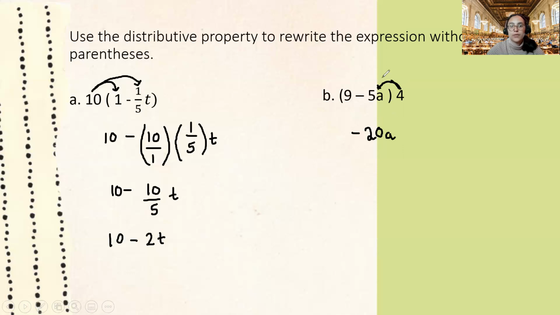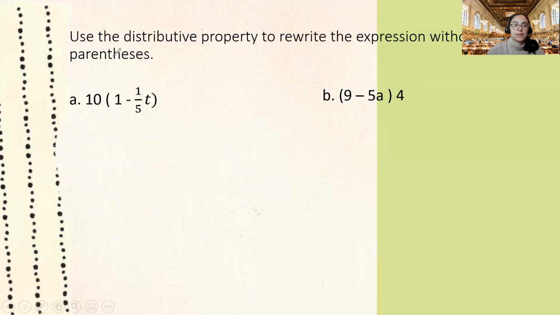Now I distribute 4 to 9. So 4 times 9, 4 is positive, 9 is positive. So my answer will be 36. Okay. Let's go ahead and continue to more examples.